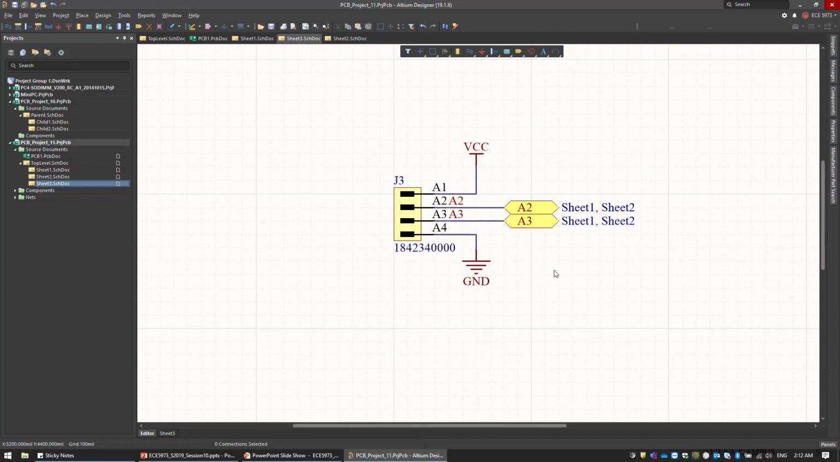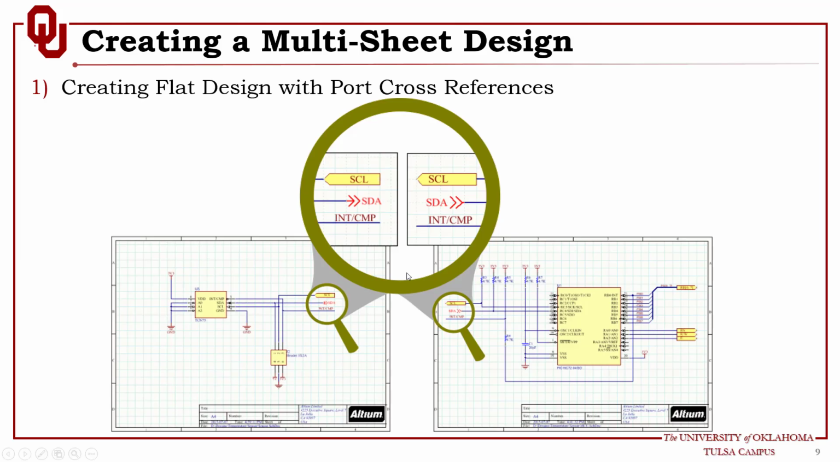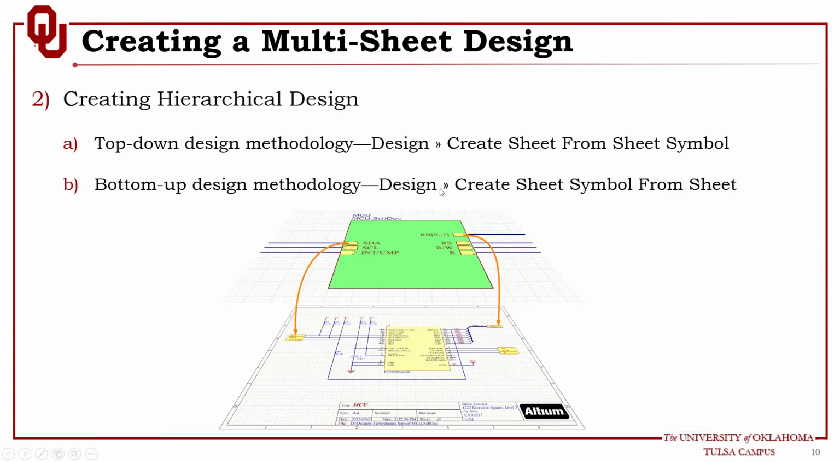So they are very handy when it comes to flat design like that, but they are not useful when you talk about hierarchical design. So this is the first part of it, which is creating flat design with port cross-reference. So we learned how to do that, and it's very simple. Now the second part we need to do is creating hierarchical design. So for hierarchical design, you have two options to do that.